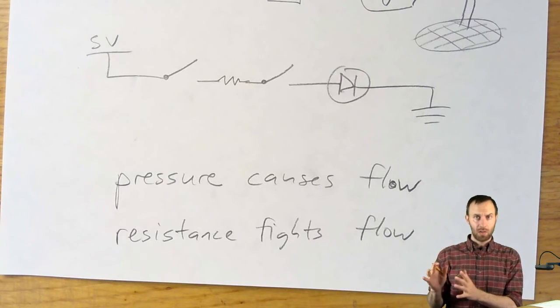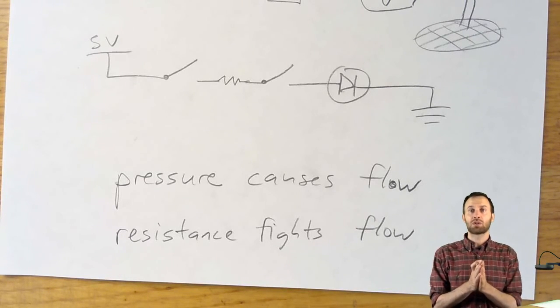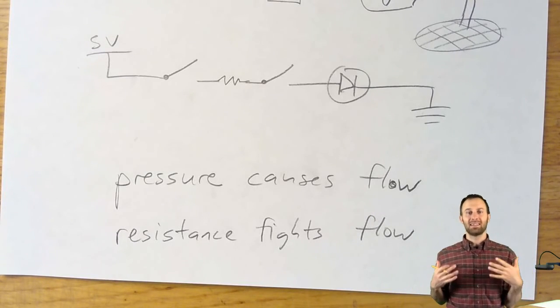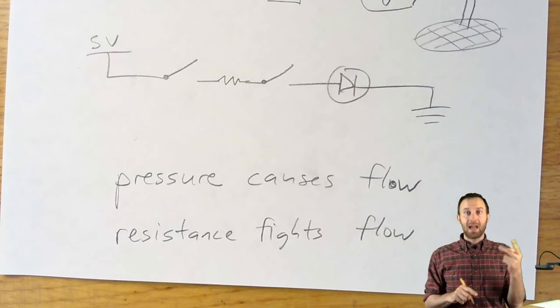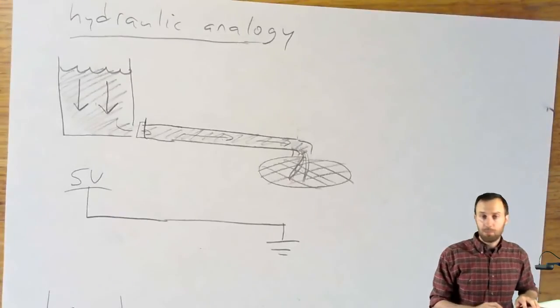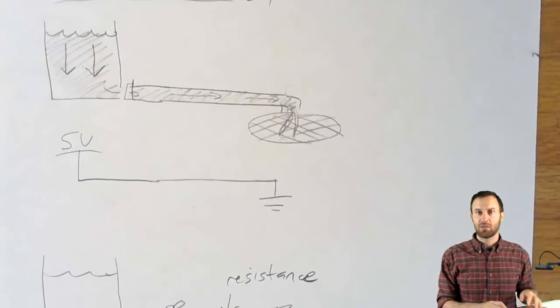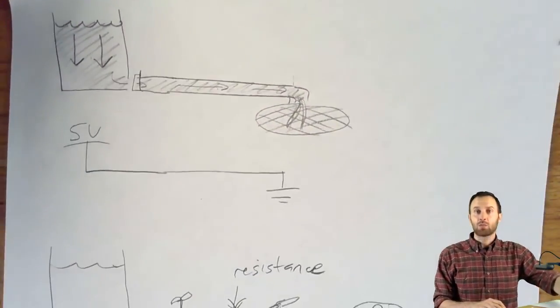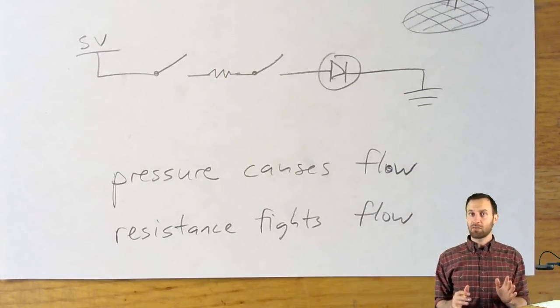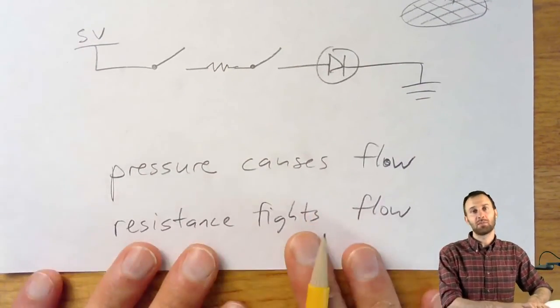Now, of course, there's a whole lot more going on. In the next video, we're going to talk about a little bit of the mathematics, but if you can just revert to the idea, pressure causes flow and resistance fights flow, just keep that in your mind. Think about the hydraulic analogy if you're getting a little tripped up. And we're going to explore how the mathematics behind this, which is actually pretty straightforward, follows straight from this understanding.